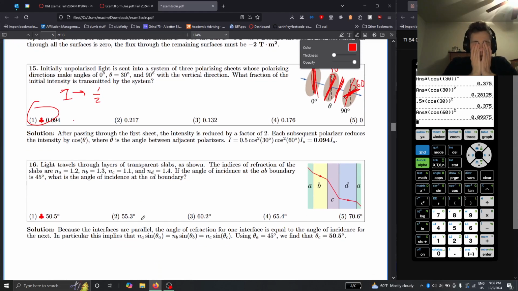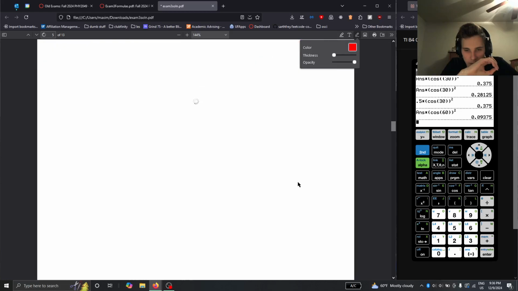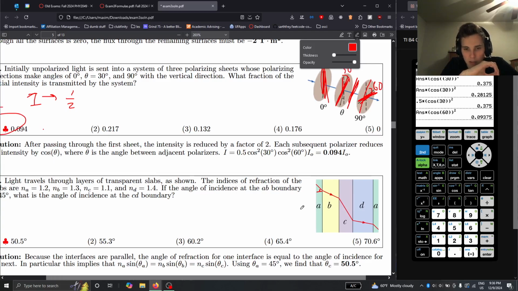All right. This is a funny little problem. So it says the angle of incidence at the AB boundary. So that's the angle coming in here. So this is 45 degrees. And we want the angle of incidence at this CD boundary, so this angle coming out here.